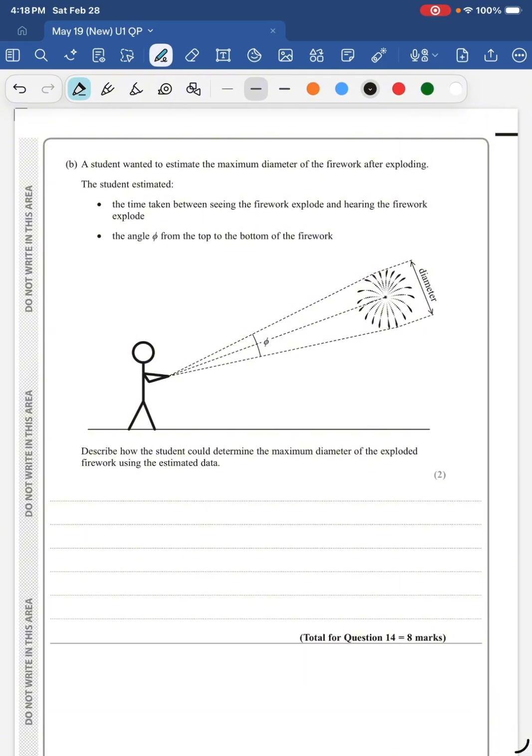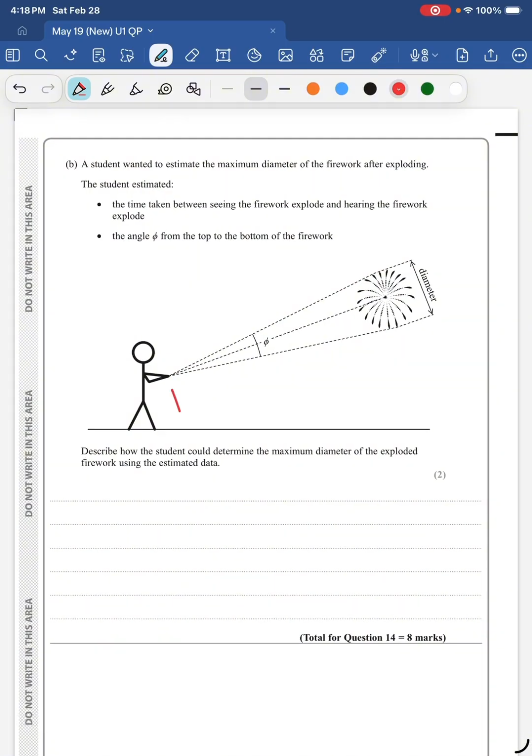Part B. A student wanted to estimate the maximum diameter of the firework after exploding. The student estimated the time taken between seeing the firework explode and hearing the firework explode, and the angle phi from the top to the bottom of the firework. Okay, so this is also another complicated question. This test was difficult, guys, but what they mean here is, they are giving you this scheme that kind of helps.